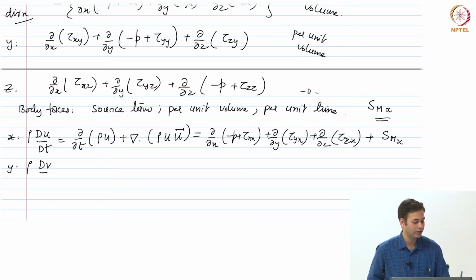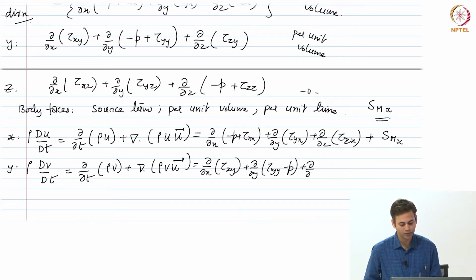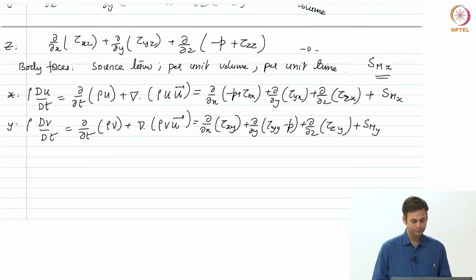Similarly, in the y direction we have rho dv dt equals partial t rho v plus del dot rho v u bar equals partial x tau xy plus partial y, minus p plus tau yy, plus partial z tau zy, right. That is what we have, plus s my, okay. Of course, you can also write the z momentum equation, okay. I would leave for you to complete later, okay.